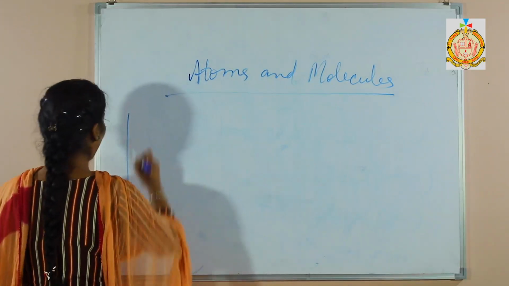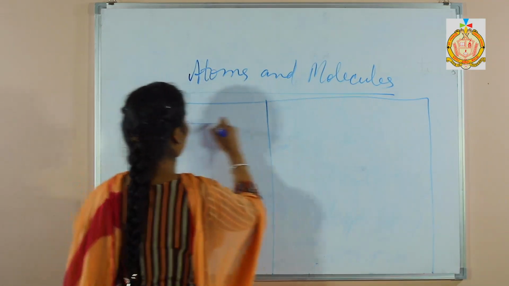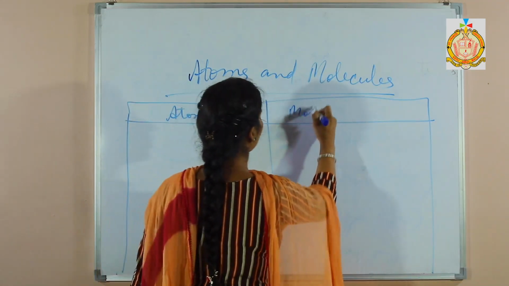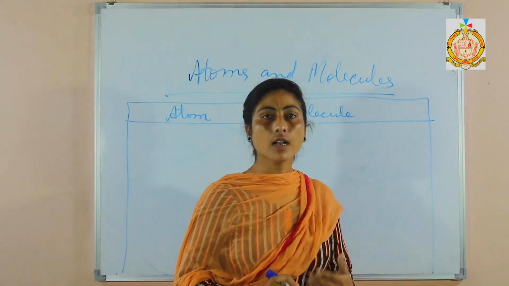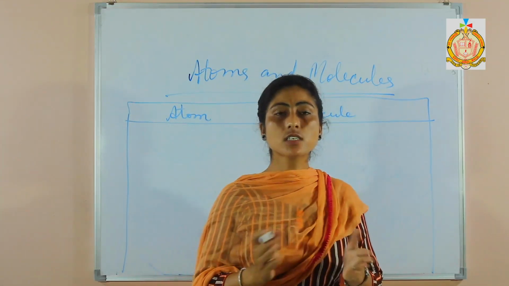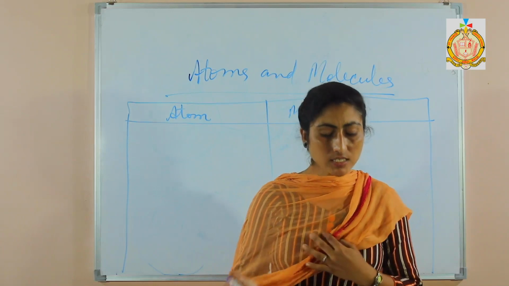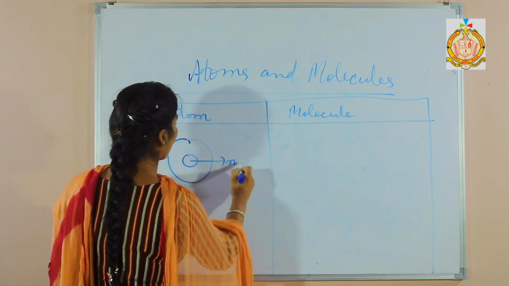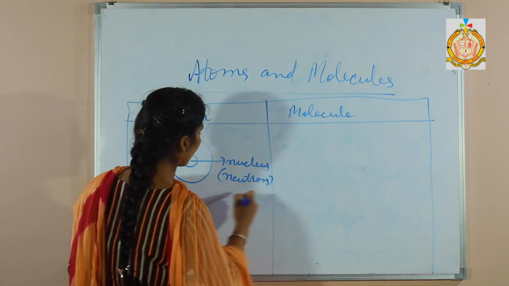Students, I will compare the properties of atoms and molecules in the form of a table. Atom. The next is molecule. An atom is the smallest particle, but the molecule is made up of two or more atoms which are chemically combined together. Next, atom consists of nucleus and electrons. And nucleus has neutrons and protons in it.